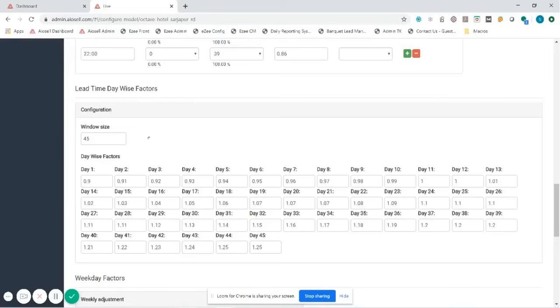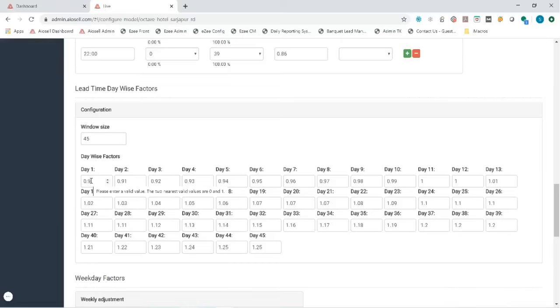are fully dynamic. Here, what we see is the scaling factor of rates. The farther we are, on day 35, 1.25 means we scale the rate up by 25%. As we come closer and closer to day one, the price reduces. So we can systematically lower the price little by little until we hit the last day. So this is the lead time and day-wise factor.